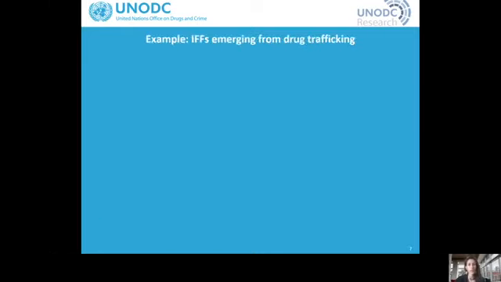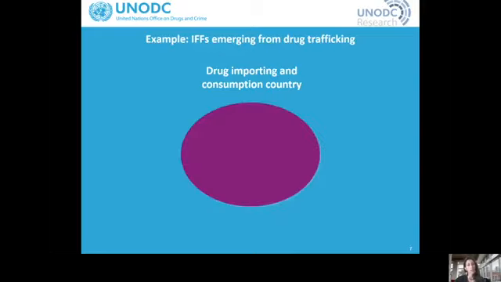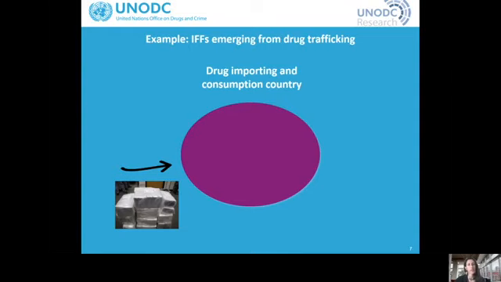Just to give a better understanding of the approach, it can be seen from a country perspective. Illicit financial flows emerging from drug trafficking, seen from the perspective of a country importing and consuming drugs. A country importing drugs is facing a transaction of imports that corresponds to a transaction of resources that go from the country abroad for such a purchase. And this is an outward illicit financial flow that is generated during the productive process.